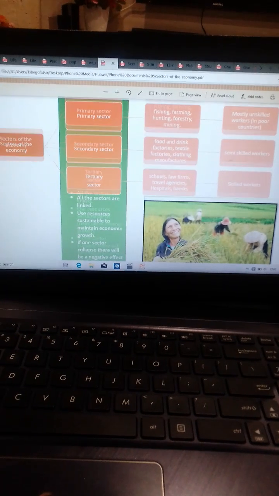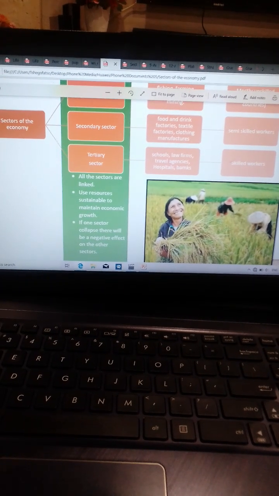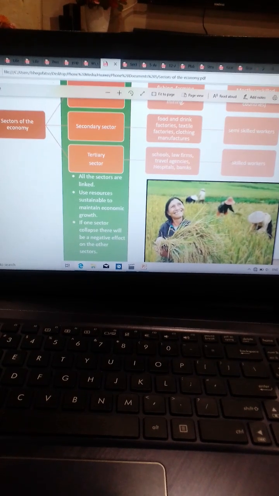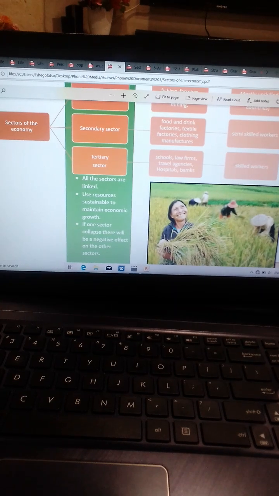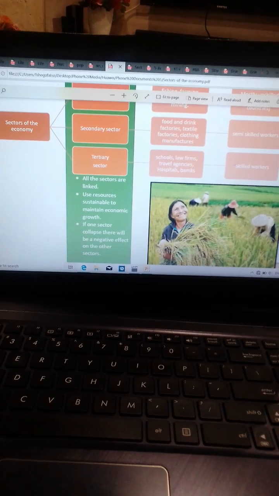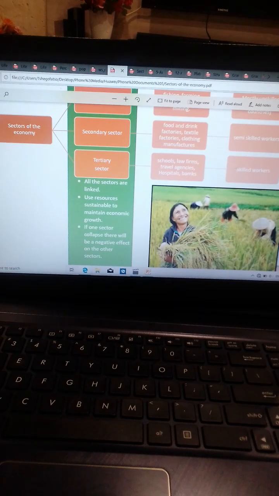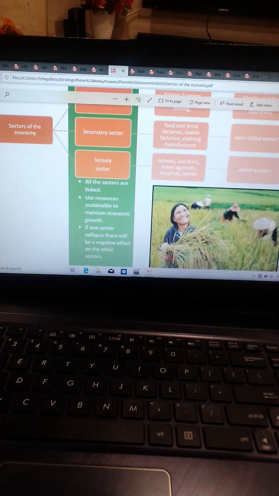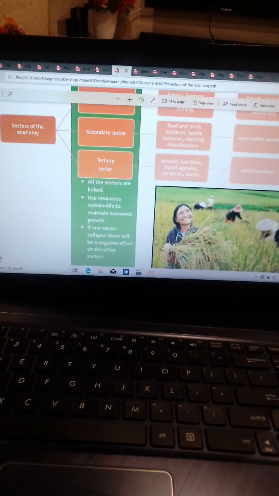Now, all the sectors are linked, and it is important to note that we need to use resources sustainably to maintain economic growth. If one sector collapses, there will be a negative effect on the other sectors. It's mostly downstream. For example, if the primary sector collapses, guess what? The primary is the most important sector, not the tertiary, primary.